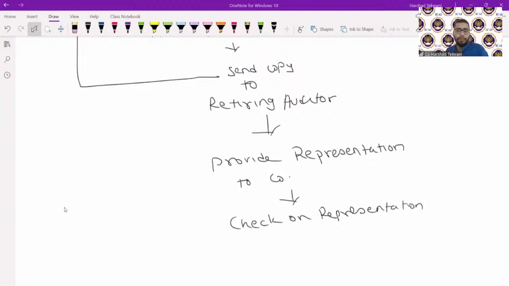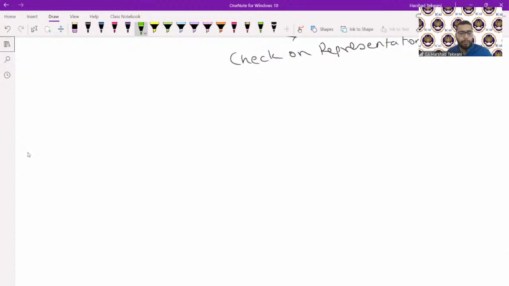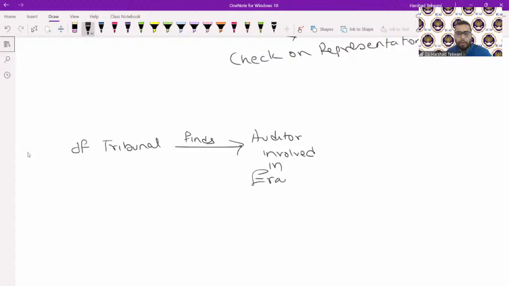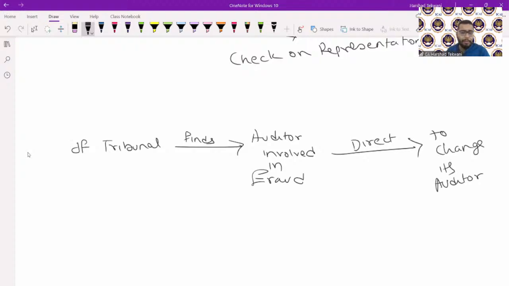So what will happen is, if the tribunal finds the auditor involved in fraud, then if the tribunal identifies that the auditor is involved in fraud, they will direct the company to change its auditor. Okay, they will direct the company to change its auditor.